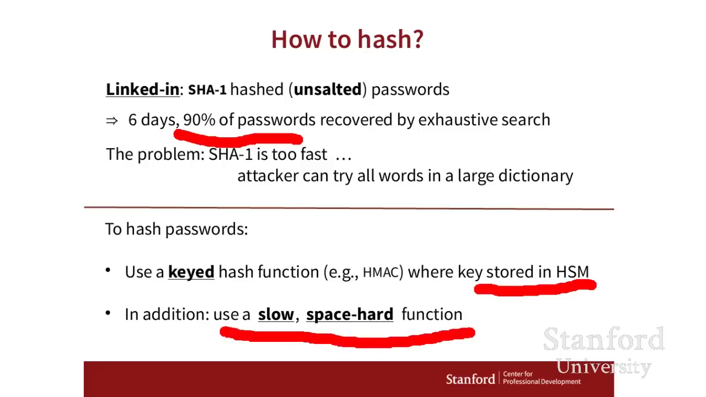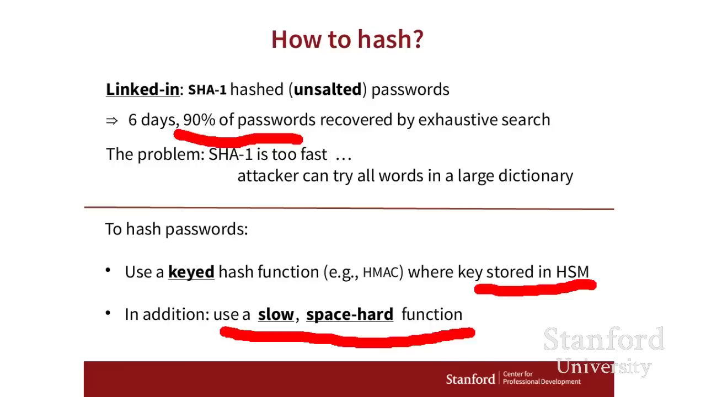If you don't have an HSM, you would just use a slow space hard function, and that would be an alternative to using a keyed hash function. So what I want to talk about is, what is a slow space hard function and which one should we use? And there's been a lot of progress on this recently, and that's what I want to tell you about.